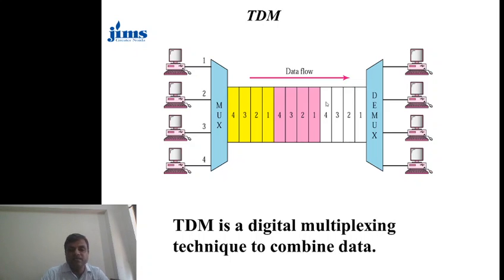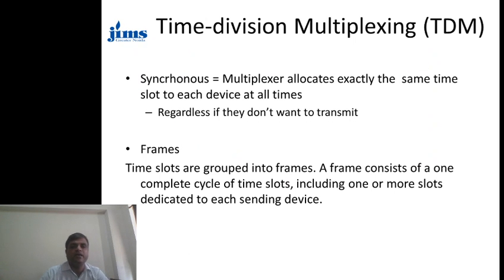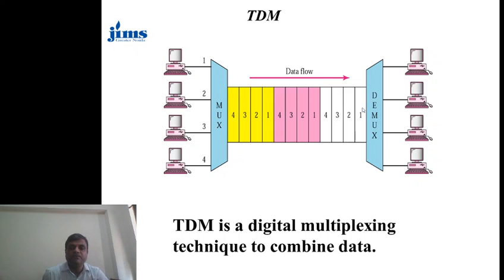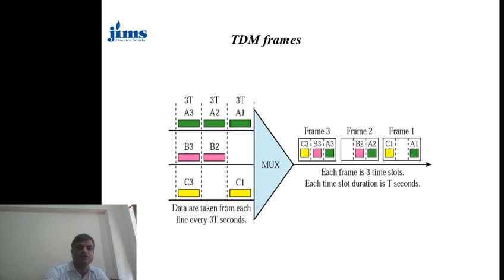It is a digital multiplexing technique used to combine data. A synchronous multiplexer allocates exactly the same time slot to each device, regardless of whether they want to transmit. Then there is the frame. Time slots are grouped into frames. A frame consists of one complete cycle of time slots. For example, this is a frame: first slot of the first, second, third, fourth. Similarly, second slot of the first, second, third, fourth. In that way we allocate these time slots. These are basically TDM frames.